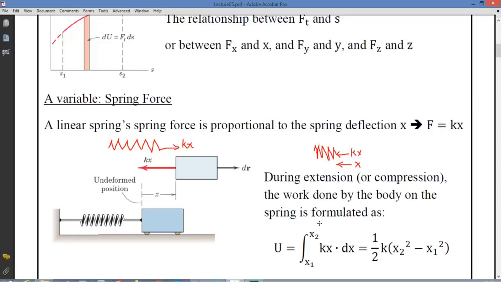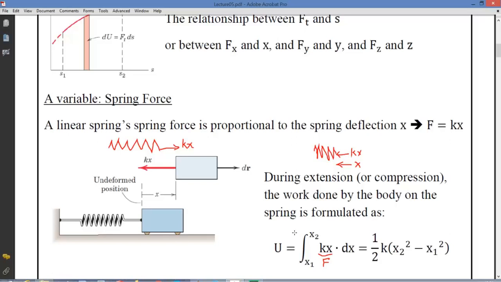So in terms of that, during extension or compression, the work done by the body on the spring is formulated as the integral of kx times dx from x1 to x2. In this case, it's starting from an undeformed position, so you can say that x1 would be equal to 0 for the specific case, but in general, the integration happens from an x1 position to an x2 position. This is our force, which is a function of x. And this is the displacement, and we are taking the integral of it during this interval of displacement, or the path, as you might say.